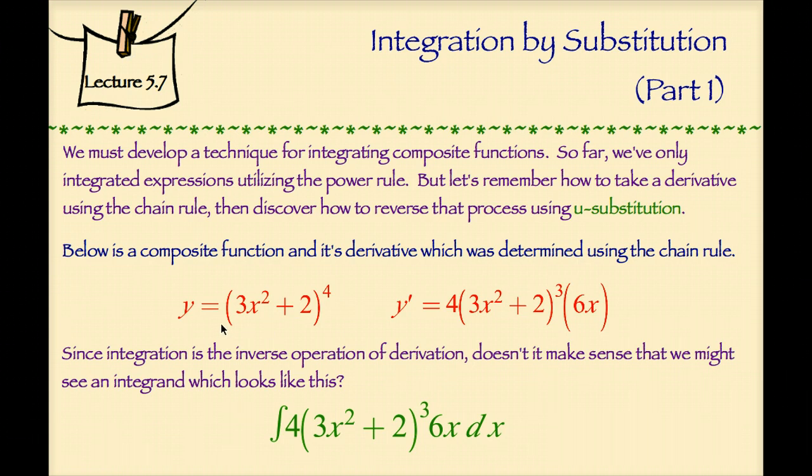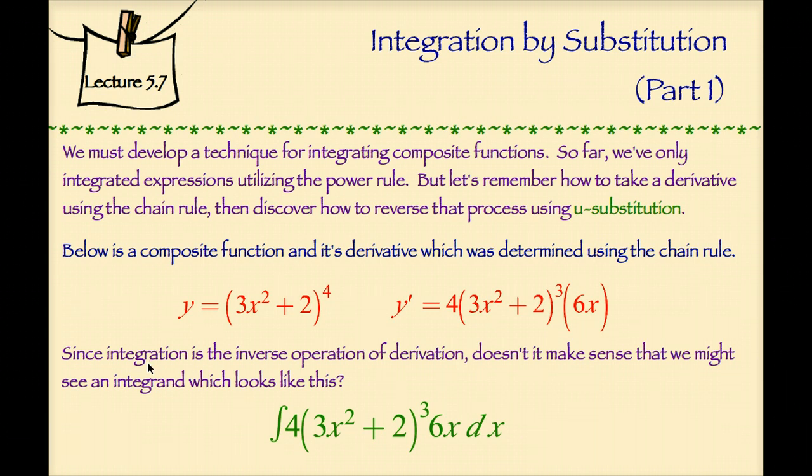We learned that to take the derivative of a composite function, we had to recognize what the outer function was, which in this case is a quantity raised to the fourth power, and what the inner function was, which in this case is 3x squared plus 2. To take its derivative, we had to first take the derivative of the outer function, 4 times the quantity cubed, and then multiply that by the derivative of the inner function, in this case 6x.